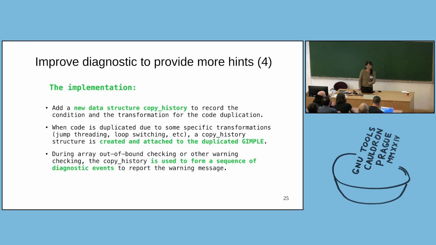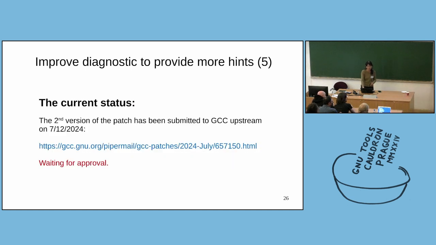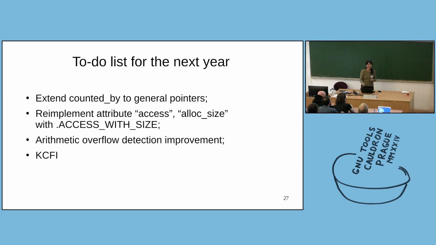So this is the implementation for this one. Yeah, it's very simple, I think. So the current status is this, so maybe more discussion on this. So this is a to-do list for the next year. Also three items.